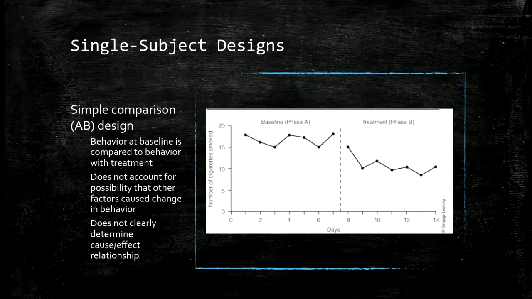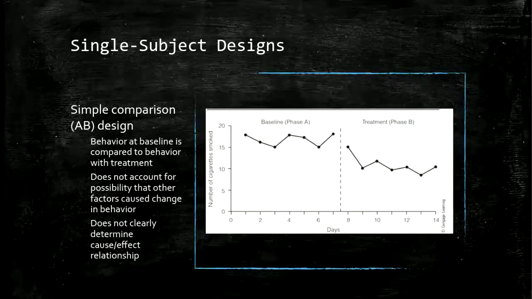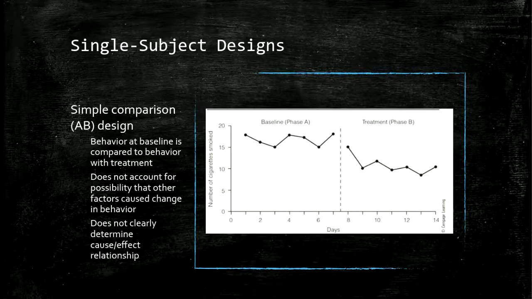So looking at our chart here, you're looking at the number of cigarettes smoked per day. So you're collecting baseline data from day 1 until day 7. So you're counting the number of cigarettes a person smokes each day with no intervention. On day 7, you're introducing some type of stop smoking intervention, and you can see that from days 8 to 14 with the intervention, the person's smoking does decrease.